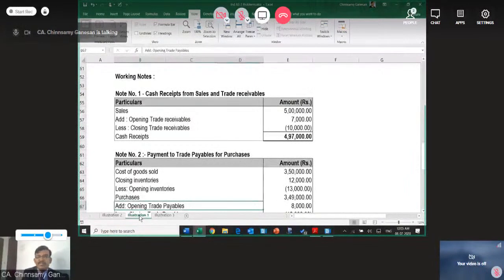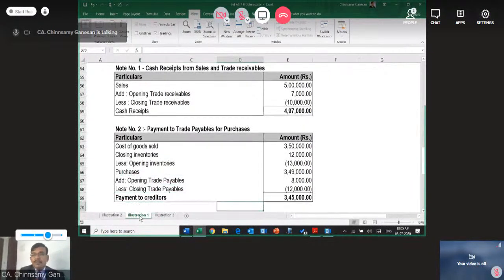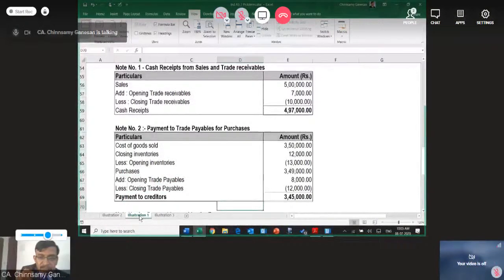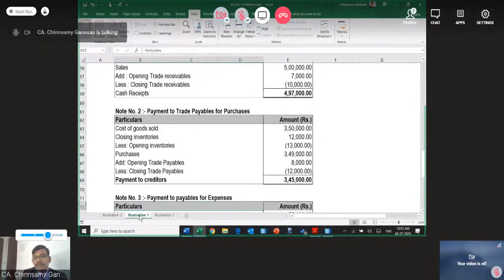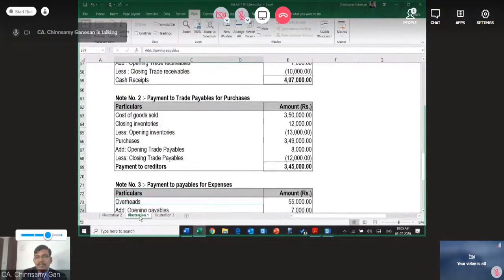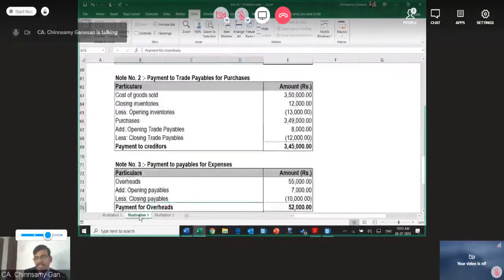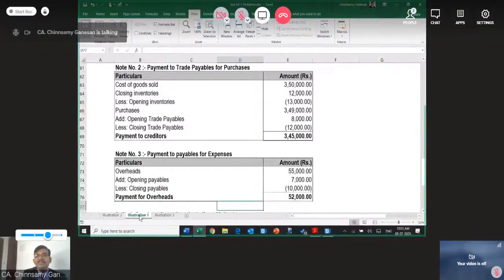This is the other one. This illustration I will give to you. You can work on that and post in case there are any doubts. This is nothing but seeing the movement from one account to another account. You have to see all the movements, whatever we have seen in illustration 1.